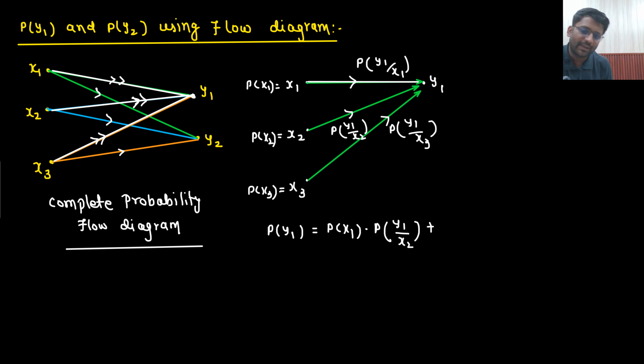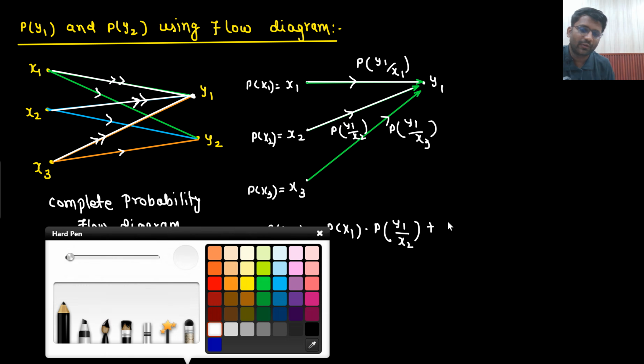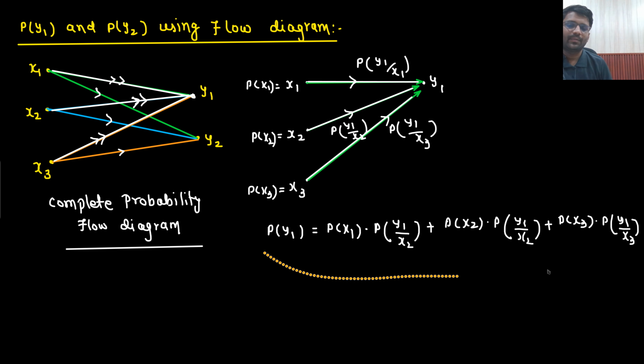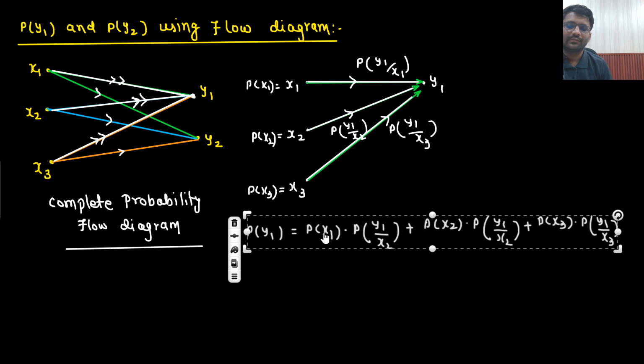Then you see the next path. What is the next path? This is the next path. P of x2 multiplied with P of y1 given x2. Then you see the next path. P of x3 then multiplied with P of y1 given x3. This is your probability of y1.